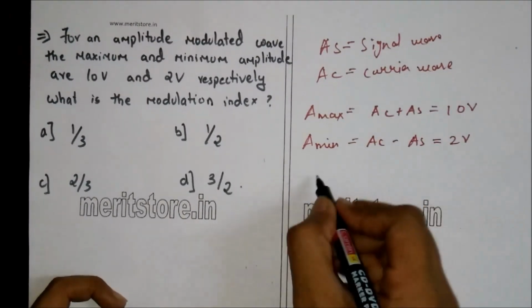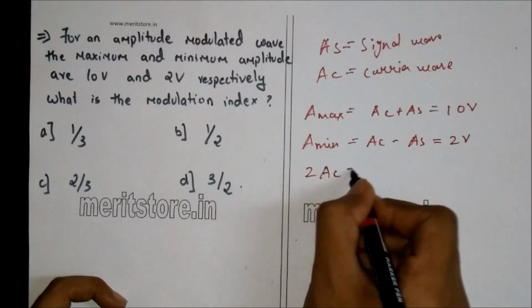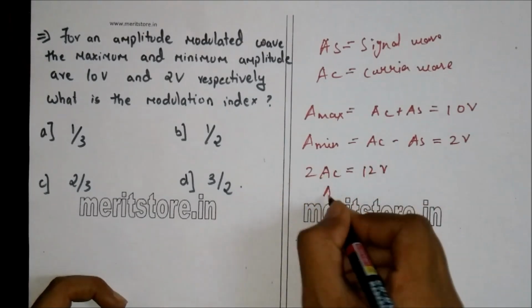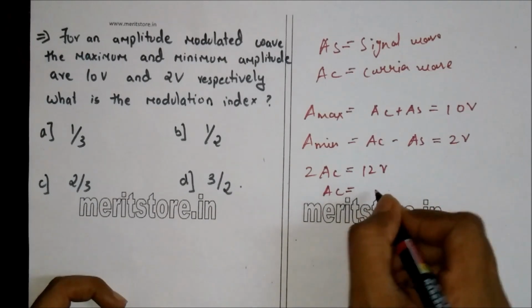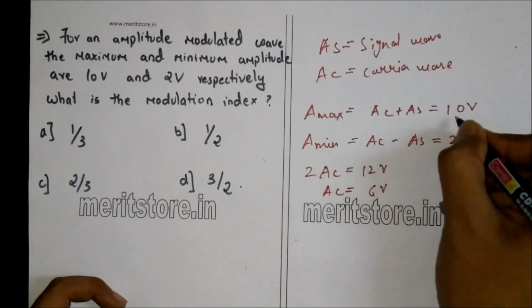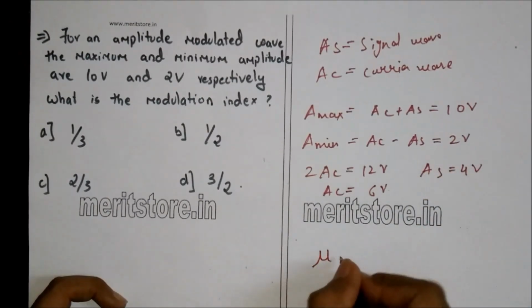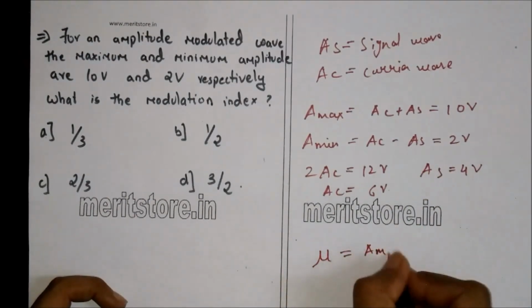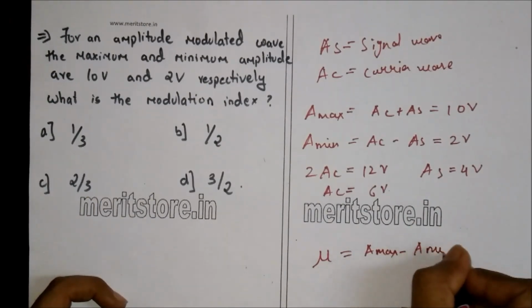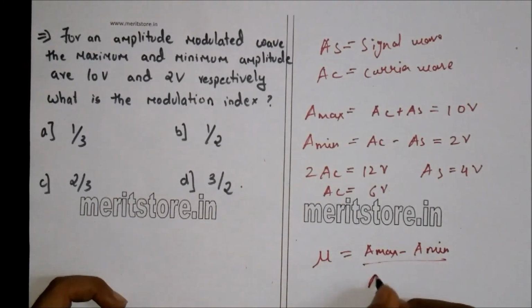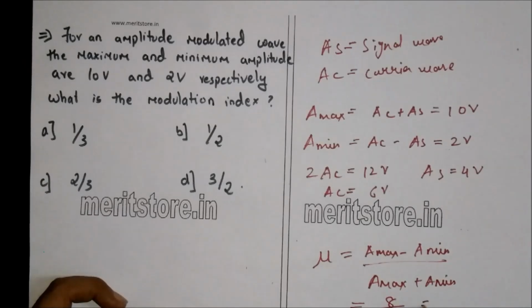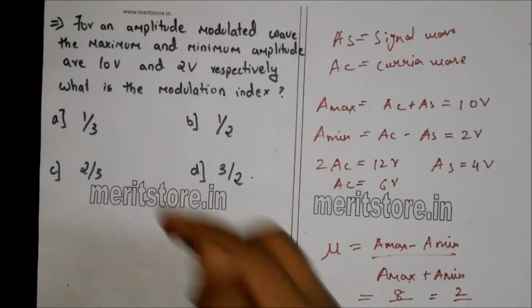Now, on adding these, we get 2 AC is equal to 12 volts. Therefore, AC will be equal to 6 volts. And on subtracting these, we'll get AS is equal to 4 volts. Now, the formula of modulation index is mu is equal to A max minus A min upon A max plus A min, which will be equal to 8 upon 12, which is equal to 2 upon 3. So the correct answer is option C.